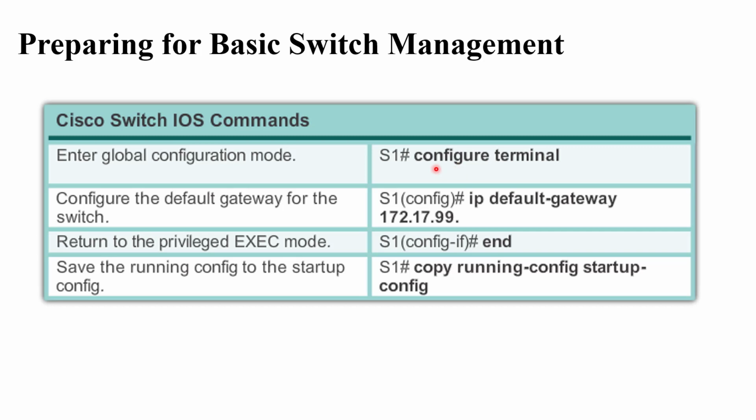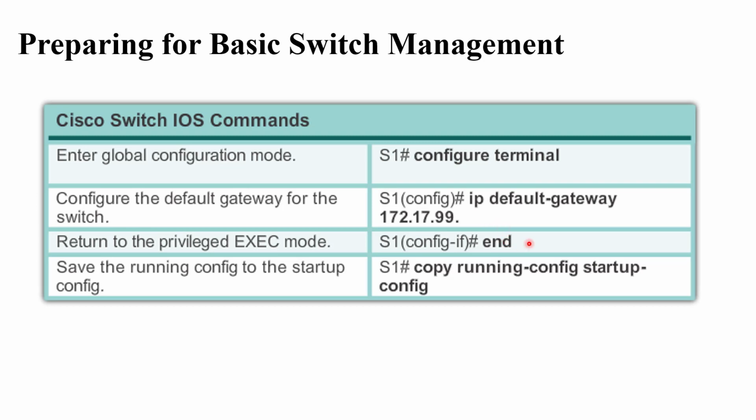Now you can see I go to the switch. S1 is the switch. I'm going for global configuration mode. Config terminal, so it will take me to the global configuration mode. Now I want to fix the gateway. So what is the command? ip default-gateway. So for the default gateway, you can fix an IP address 172.17.99. There should be something more here, it is missing, because an IP address should have 4 parts. So 172.17.99.10, that will be 10. So I'm fixing a gateway for my switch.